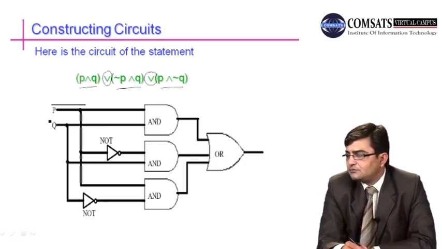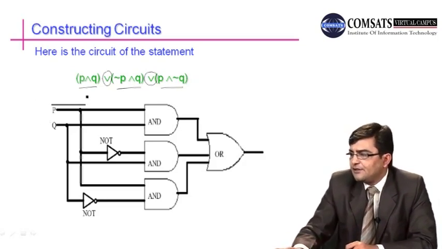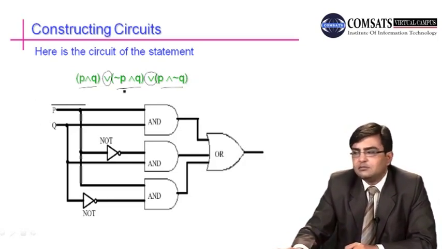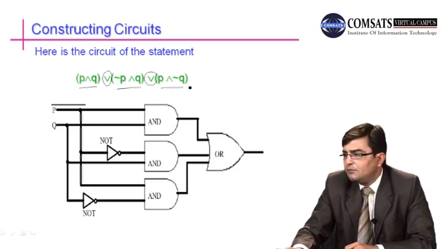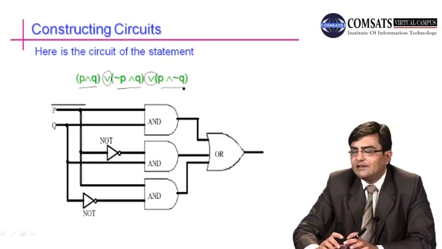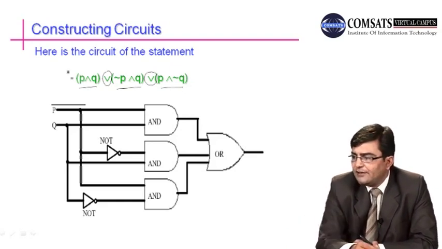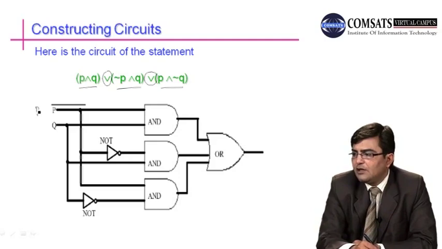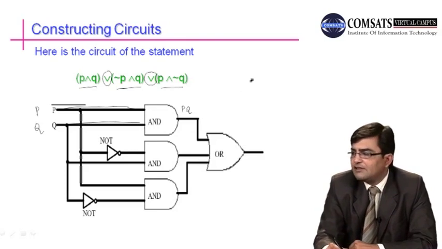To construct a circuit for this expression, first we need P and Q, not P and Q, P and not Q, and then we shall connect them all together. So first we have written P here, Q here, and then we draw lines, this and this. So this logic gate, AND, represents P and Q. So here we can write PQ. As in the previous slides, we see that P and Q is abbreviated as PQ.